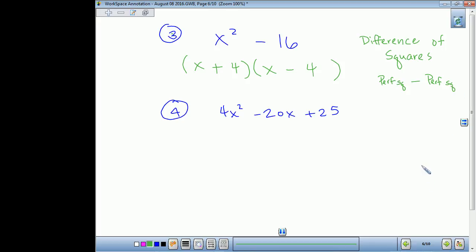Okay, so if we're thinking perfect squares right now, this one looks like a perfect square because 4 is 2 squared. This one looks like a perfect square. 25 is 5 squared. So this is called a perfect square trinomial.